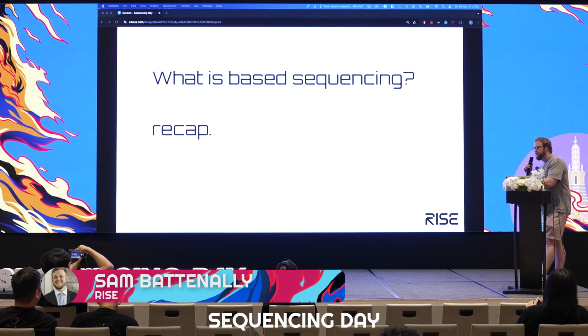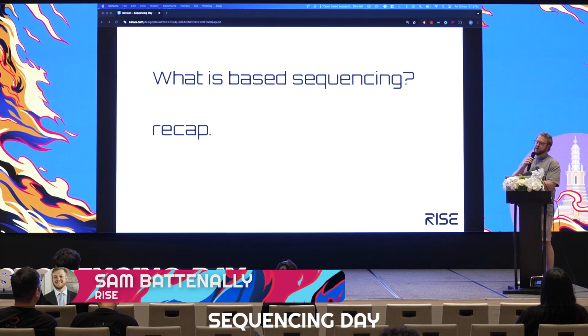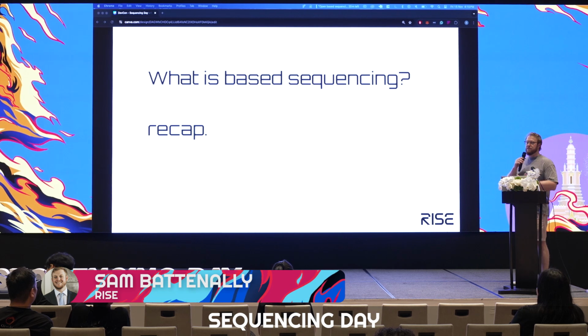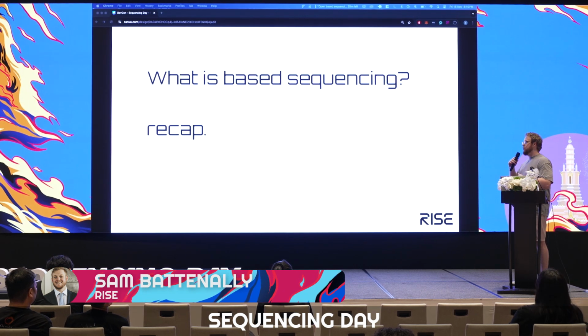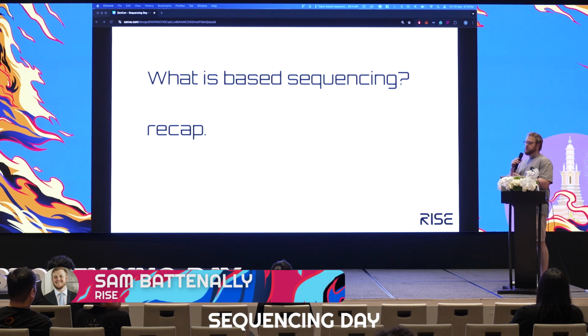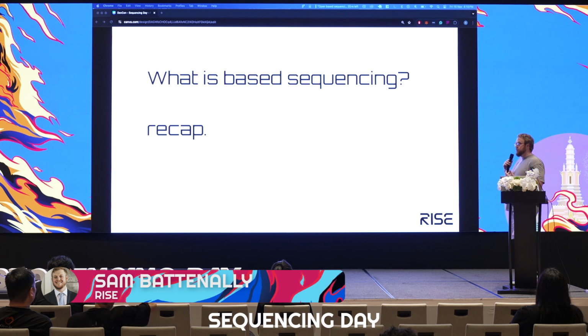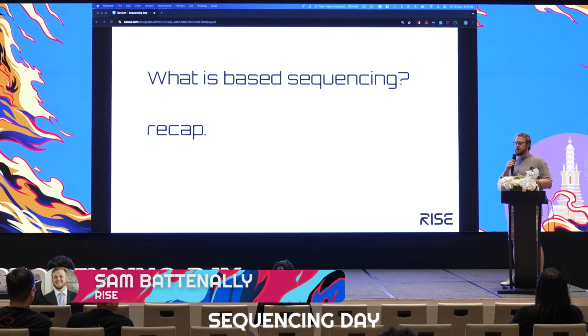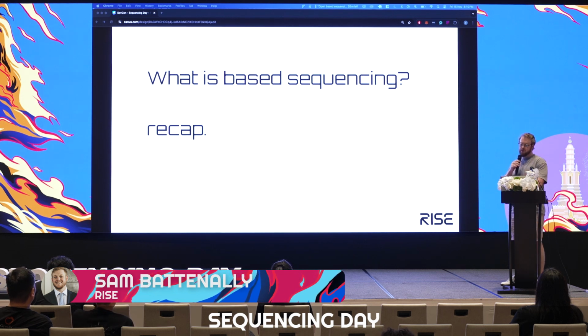So the talk before the panel, Jason gave a rundown about based sequencing, so I won't spend too much time on it. But at a high level, it's a sequencing option where you essentially delegate the rights to sequencing to the Ethereum validator network. So it's purely Ethereum validators have the sole right to sequence your transaction. So it's kind of like leveraging Ethereum to be a shared sequencer for your network and other based rollups.